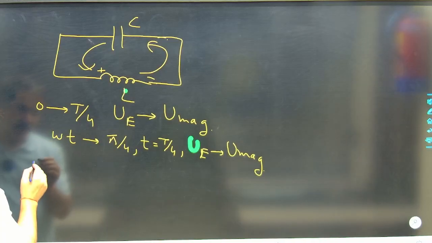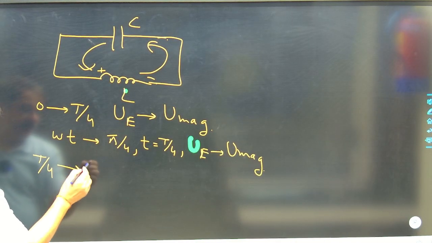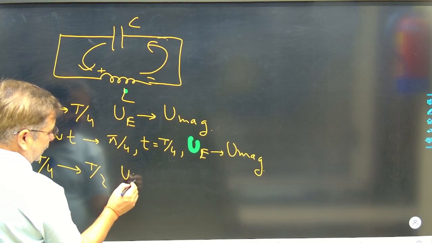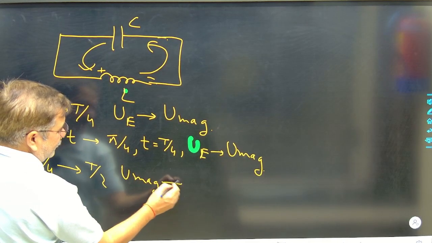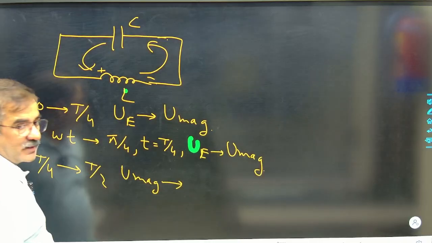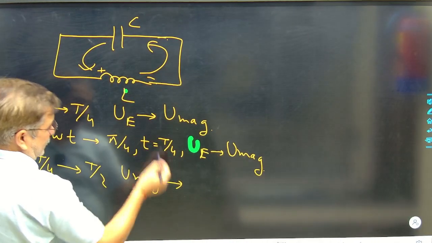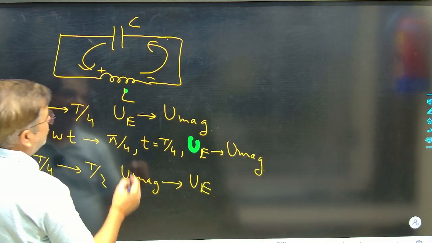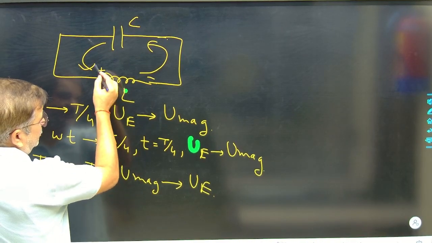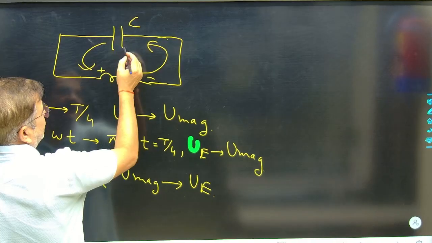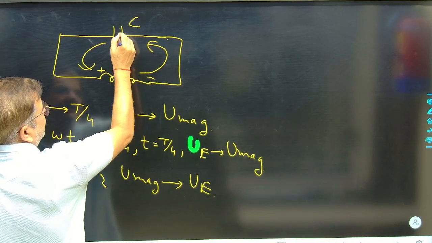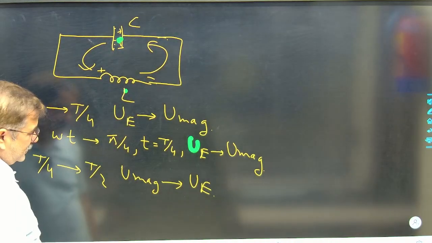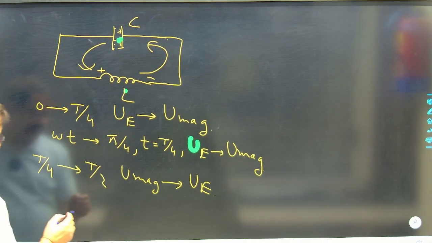What next? In T by 4 to T by 2 time period, what will happen? The magnetic energy stored, U magnetic, at its maximum value will get converted into the capacitor. It will go into the capacitor's electrostatic energy. In this case, what you will see? It is coming this way, going that way, the polarity will get reversed. This side will get positive and this side will get negative. Correct. It happens this way.